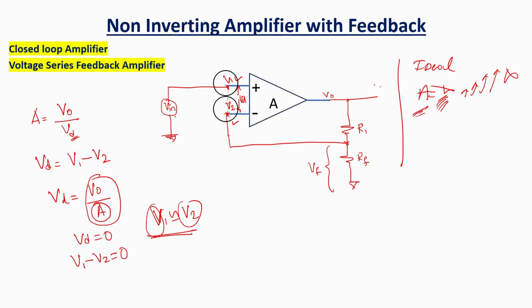What is V1? V1 is nothing but your V in. What is V2? It is VF. We saw a few minutes ago what VF is. You have to apply the voltage divider formula here. VF is the portion of the V naught that I'm trying to tap, which is found across RF, with respect to the total resistance.